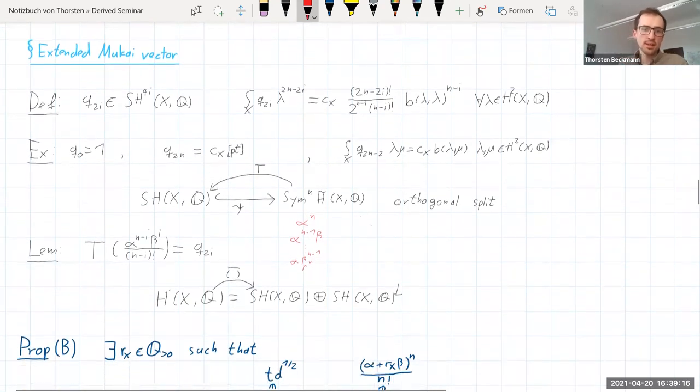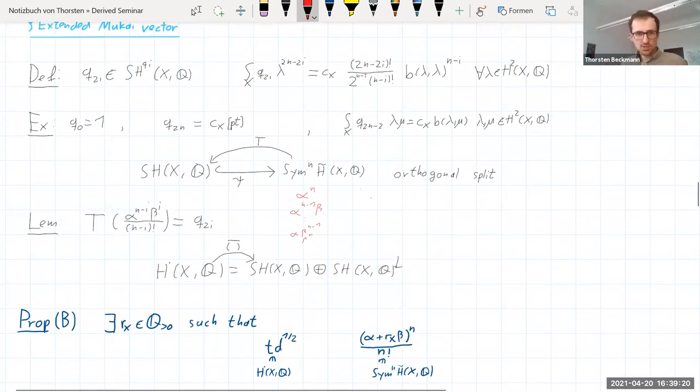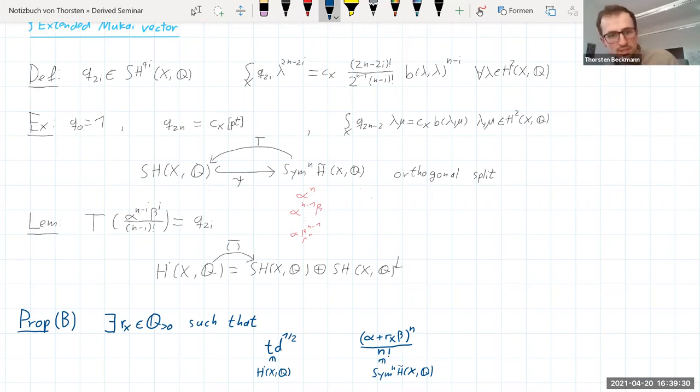Now the main ingredient in constructing such an extended Mukai vector is the following. The statement is that there exists a positive rational number Rx, which I will define directly below the proposition, such that the following holds. I have two elements. I take the square root of the Todd class in the full cohomology, and here is a linear combination of alpha and beta; I take its nth power and divide by n factorial. On both sides I have a projection to the Verbitsky component. On this side I can use the bar to project, so this is now an element in the Verbitsky component. On this side I can project using my operator T. And the statement is that they agree.